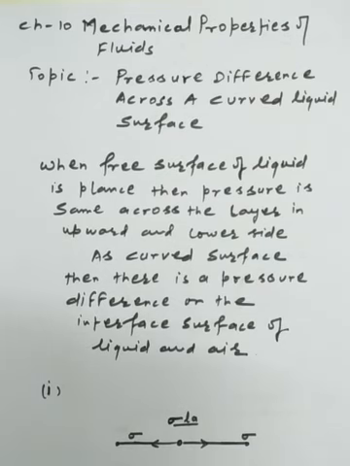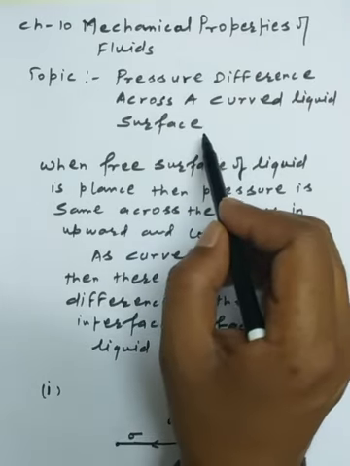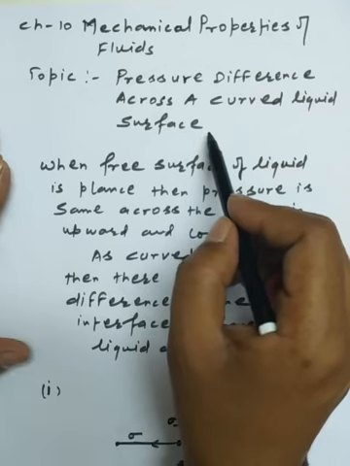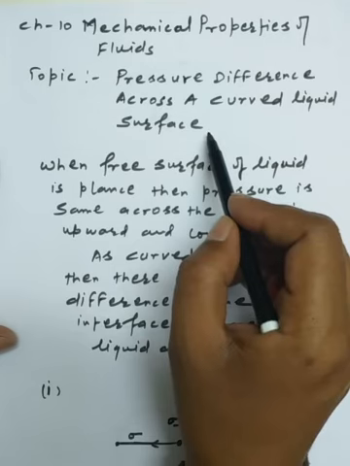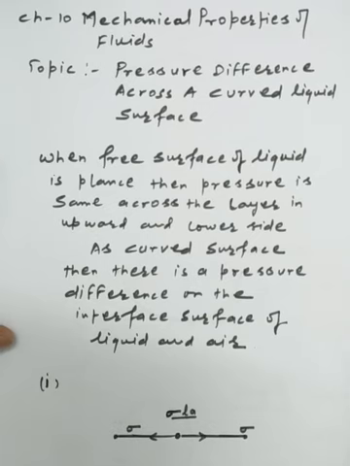Now, dear student, in Chapter 10, Mechanical Properties of Fluids, the topic for discussion is the pressure difference across a curved liquid surface. If we discuss this one topic, it will be easier to measure the excess pressure inside a liquid drop, a soap bubble, and an air bubble deep inside the liquid.